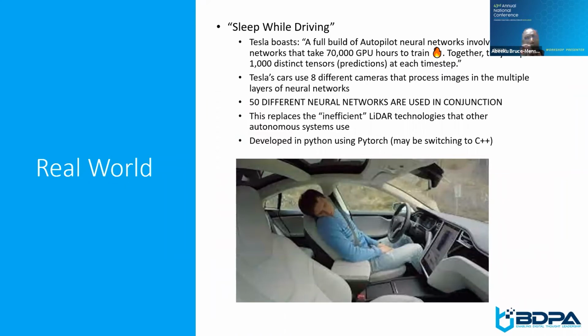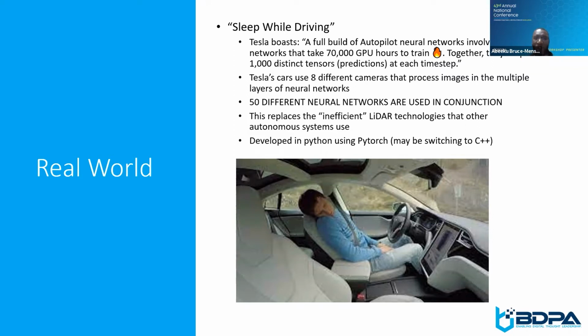Next real world example is a Tesla, the almighty Elon Musk, right? Sleep while driving. Tesla actually uses neural networks in order to process their self-driving cars, which you could probably guess, but the way they do it is actually very specific and curious, and it's different from the way many other car companies do it. And I want to read the first part because I thought it was very funny when I read it online. It says, Tesla boasts a full build of autopilot neural networks involves 48 networks that take 70,000 GPU hours to train. Fire emoji. Specifically, the fire emoji is on their website. I didn't add that. They think it's fire.